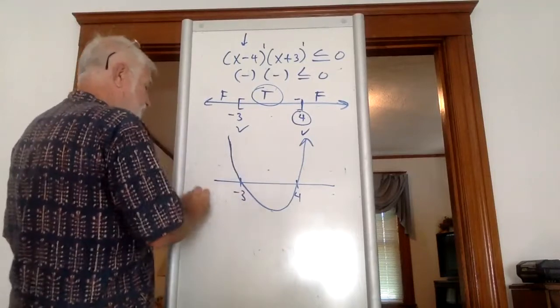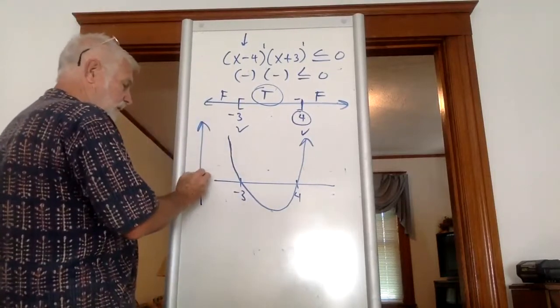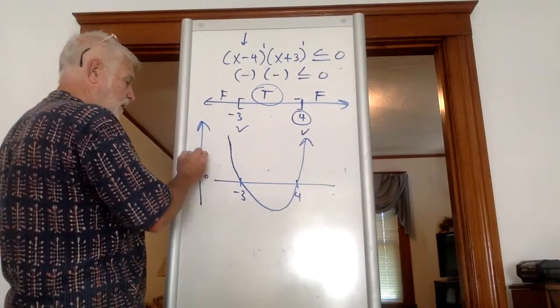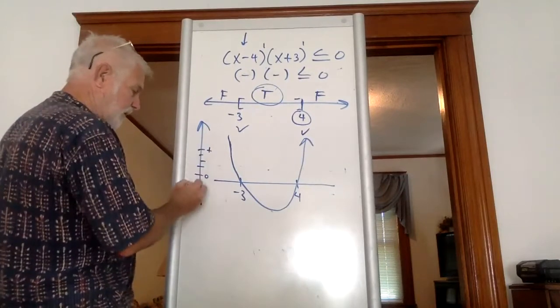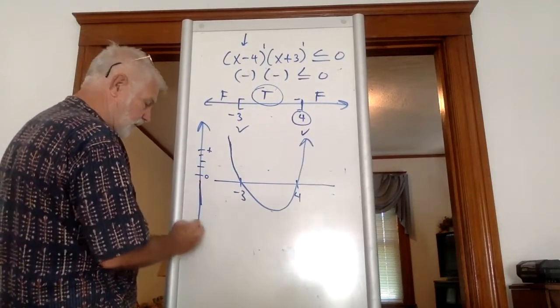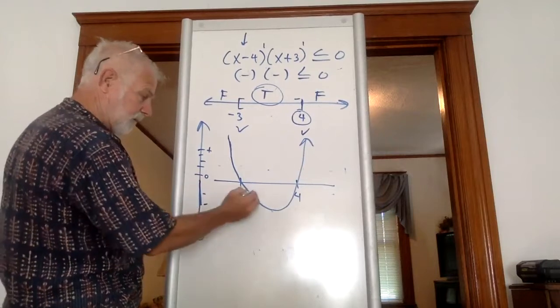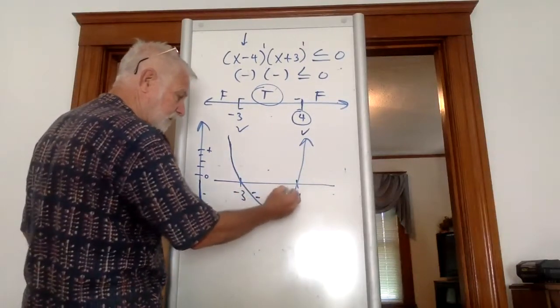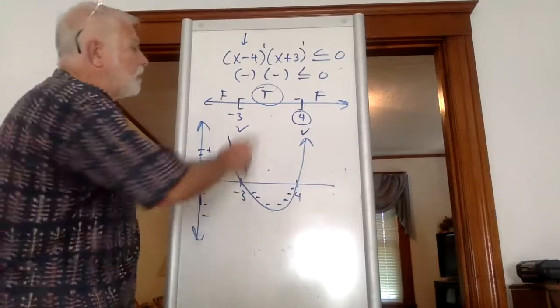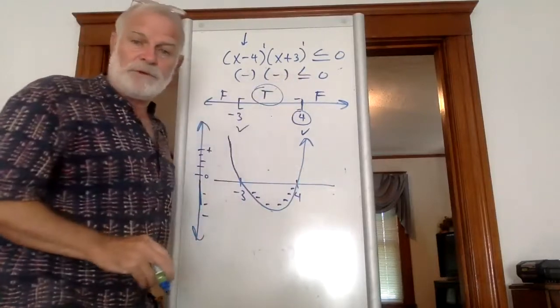Y values, these are Y values, yes? That's a 0. These are all what kind of Y values? Positive. These are all what kind of Y values down here? These are all negative. So these are all negative Y values. Negative Y values. That's certainly less than or equal to 0.